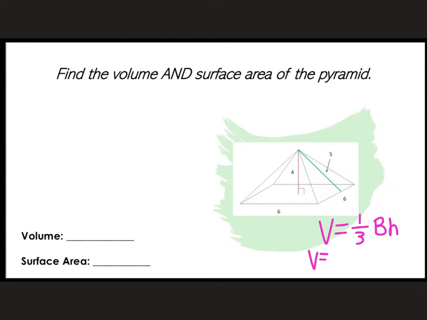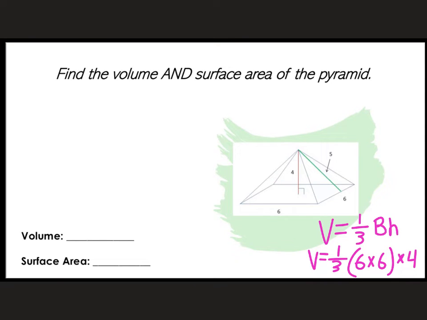First thing we have to figure out, what is our base? Notice our base here is that rectangle, or in this case, square. So it's just base times height. So 1/3, and then in parentheses, 6 times 6, those are my dimensions at that bottom, times my height. Now, a lot of people want to say 5 is your height. 5 is just the height of that triangle. We want the height of the actual pyramid, which in this case is 4.